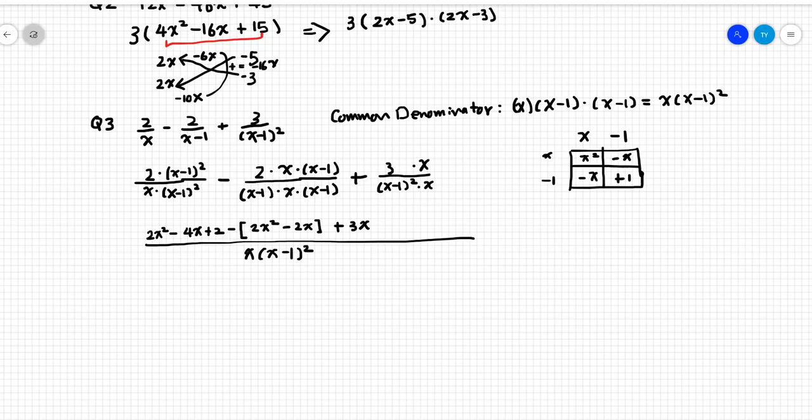Okay. All right. So what we need to do here is combine some of these terms and make it as simple as possible. So I'm going to rewrite the top, removing the brackets over there. So I have 2x squared minus 4x plus 2. Then I have minus 2x squared. I'm removing the bracket over here. Then you got plus 2x. Then you got 3x.